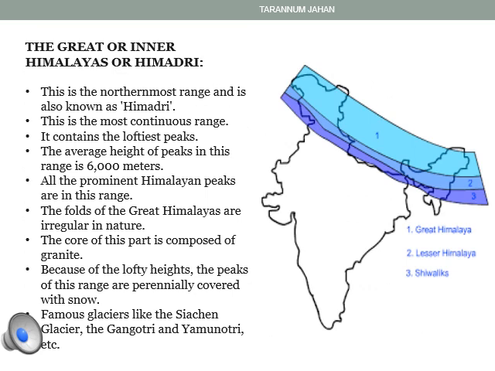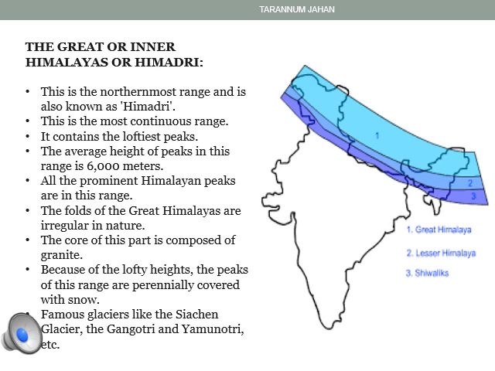Now again, the Himalayas are divided into three: the Great Himalayas, the Lesser Himalayas and the Shivaliks. The Great Himalayas are nothing but the Inner Himalayas or Himadri. The Lesser Himalayas are nothing but the Himachals, and the last one is Shivalik. Now let's see the Great or Inner Himalayas, the Himadri. The Himadris are also called the Great Himalayas or the Inner Himalayas. They are in the northernmost part.